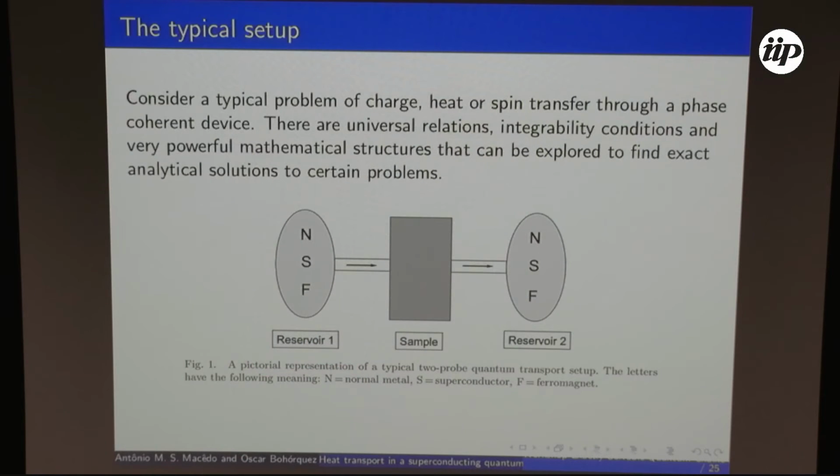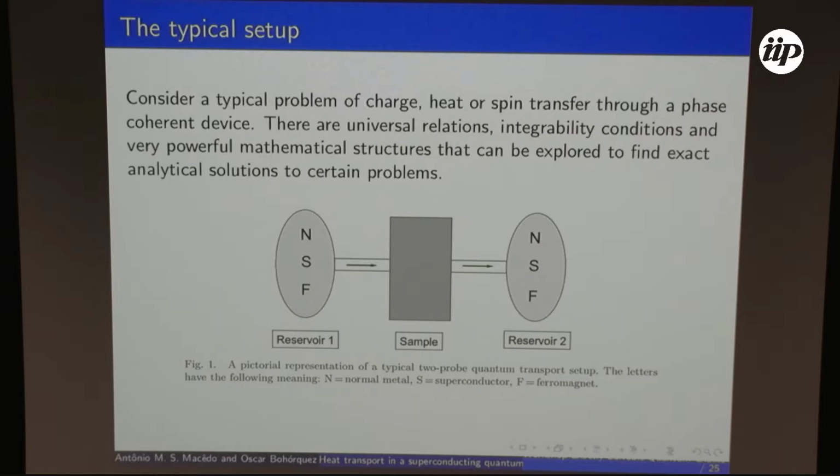This is the typical setup. In quantum transport, you want to study how things like charge, heat, and spin can be transferred from one reservoir to another. It could be many reservoirs, but I'm taking here the simplest setup, just two reservoirs.